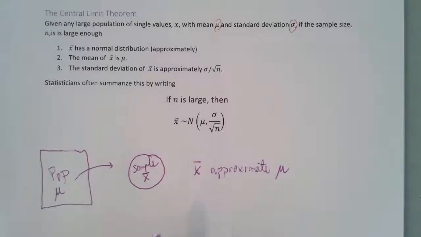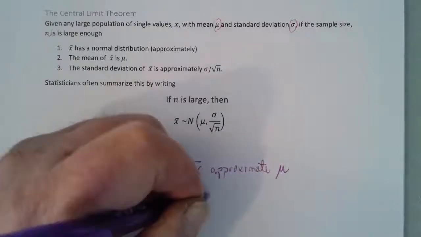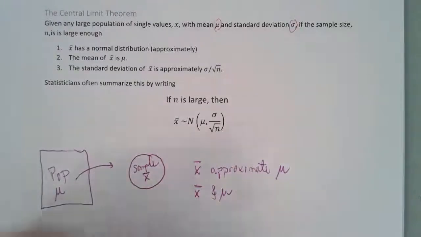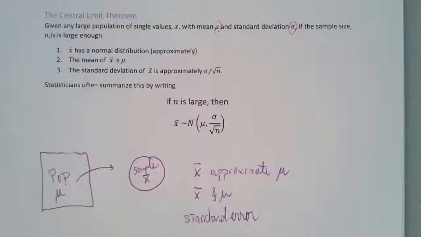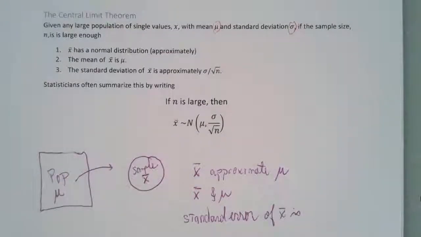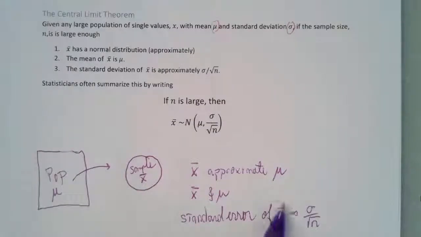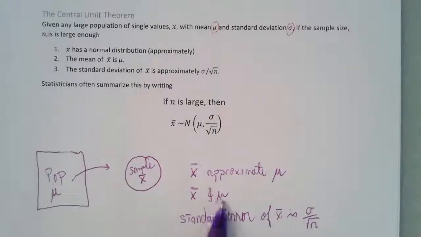Now, the difference between x bar and mu, you can think of that as an error. This doesn't match that exactly. It has an error. We say that the standard error of x bar is sigma over root n. And what we mean is that the standard deviation of these x bars is this value right here. So sometimes these are less than mu, sometimes they're more than mu, but they have a distribution, and a standard deviation is that value right there.